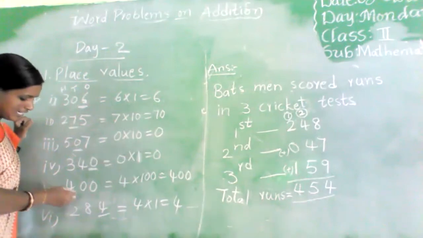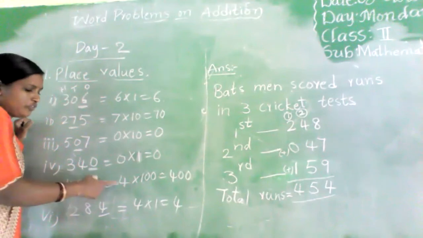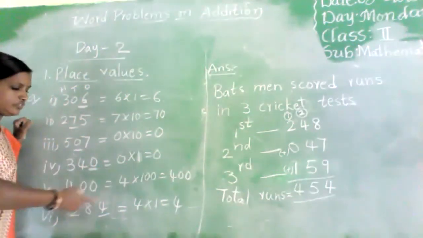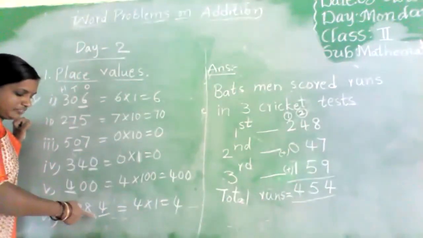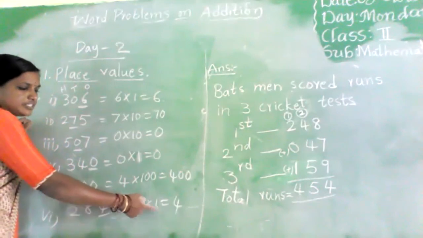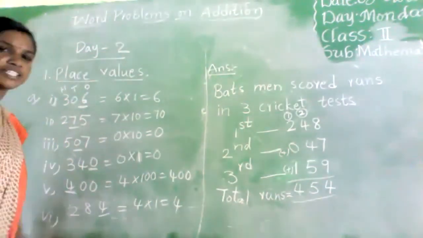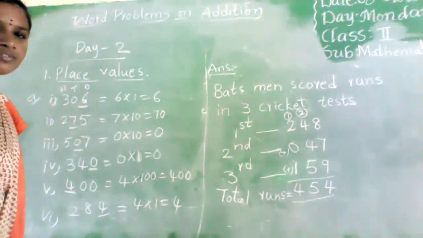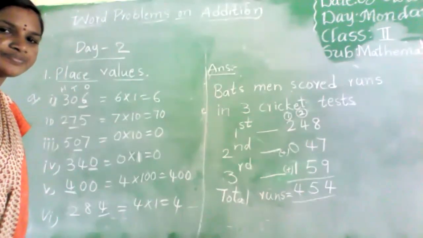400: 4 is in the hundreds place. So 4 times 100 is equal to 400. 284: 4 times 1 is equal to 4. Okay, write in your worksheet like this only. All understand?